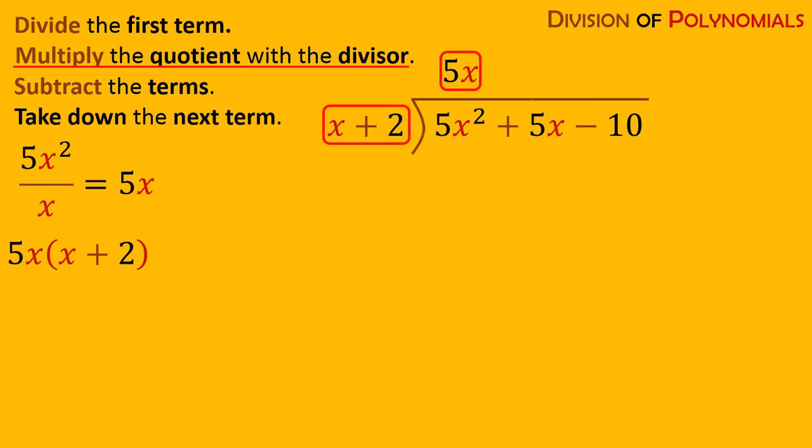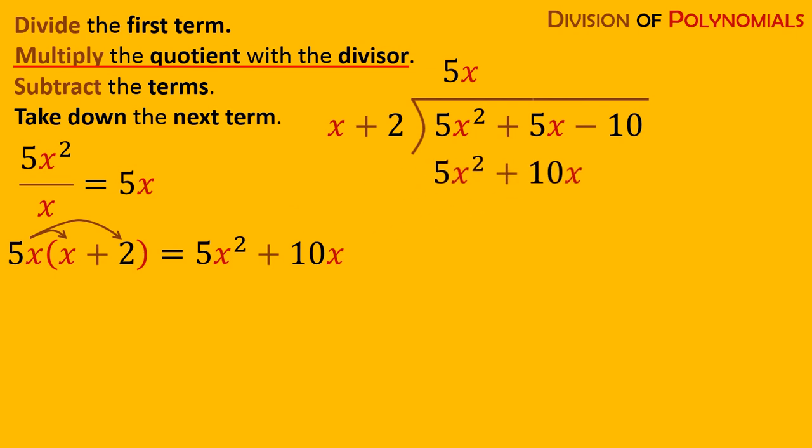And you know, whenever we multiply a monomial with a polynomial, we multiply that with each and every term of the polynomial. So starting with the first term and multiplying 5x with x, we will get 5x squared. Coefficients are multiplied and the powers of same variables are added. Now multiplying the 5x with the second term, which is 2, you will get plus 10x. So this is the product. Now we are writing it so that we can subtract these two polynomials. Now we are subtracting the terms.